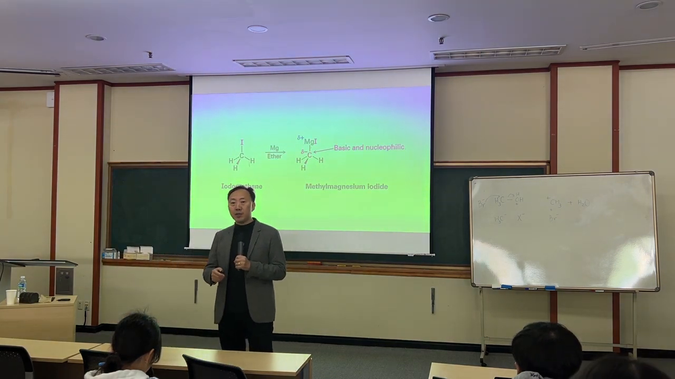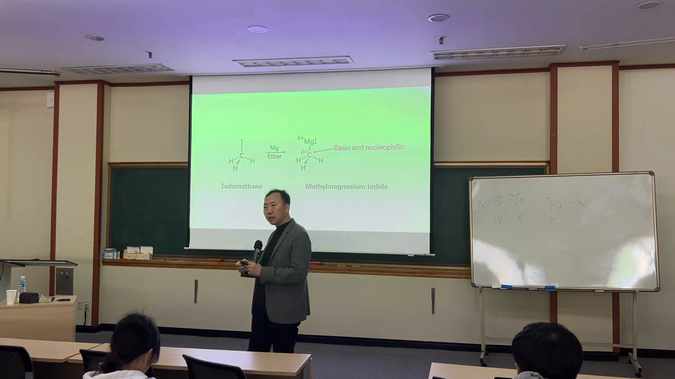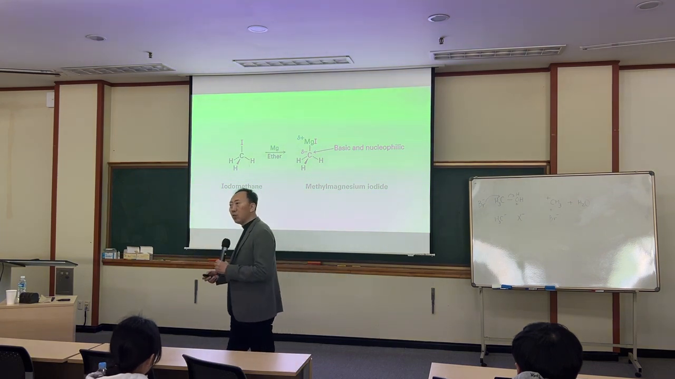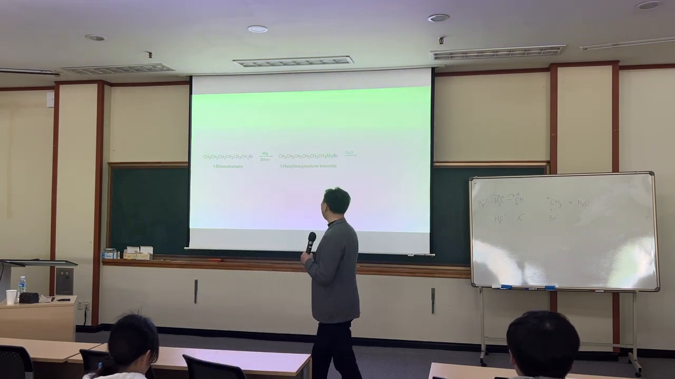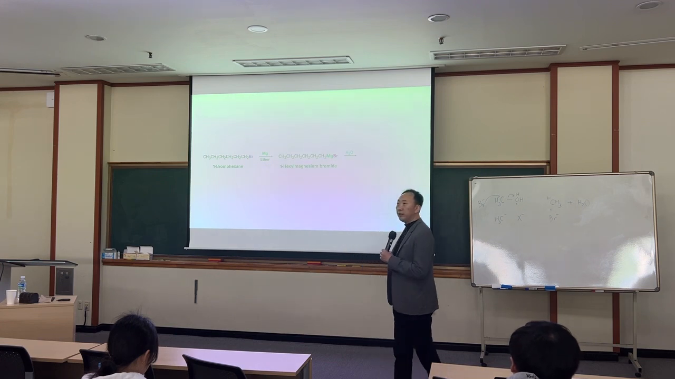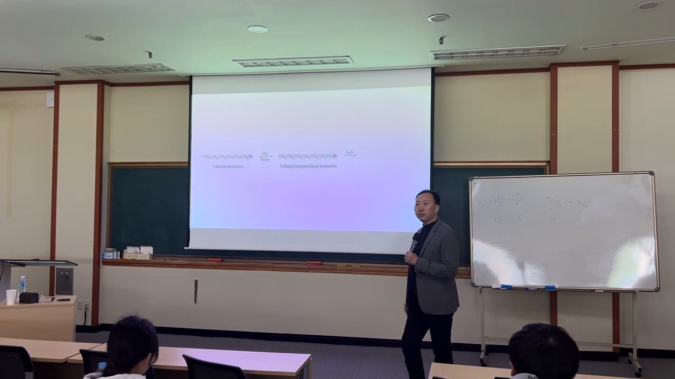The other method was adding base, removing proton. That was one way to make a nucleophile. Now here, by a reductant, by providing electrons, we made a nucleophile. Now this nucleophile is made. Okay? Grignard reagent is made. And then if you have water here, what happens to it?